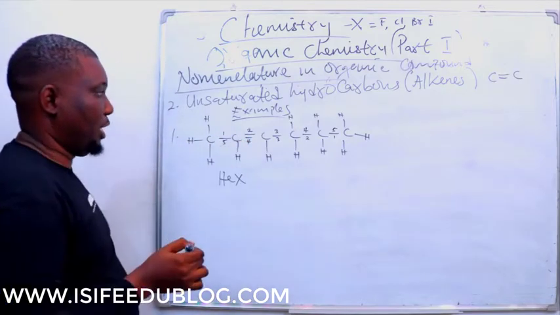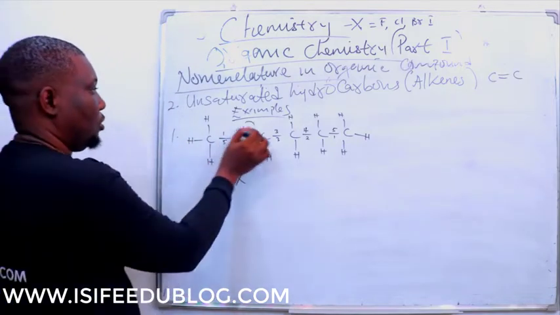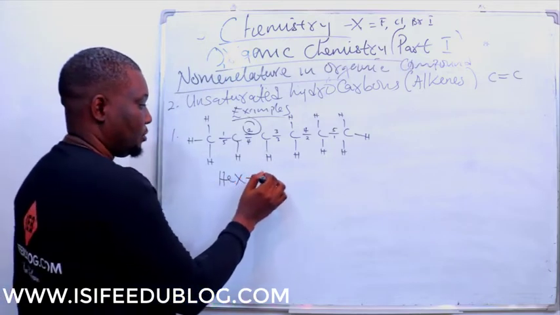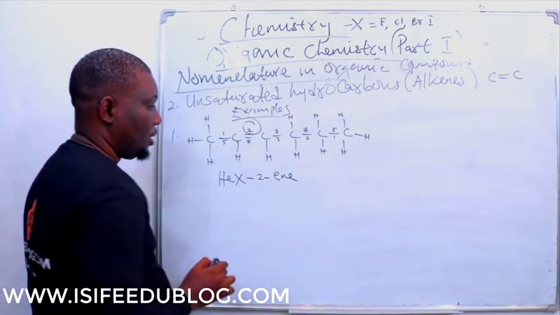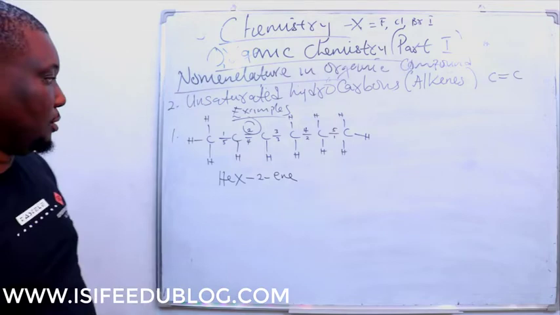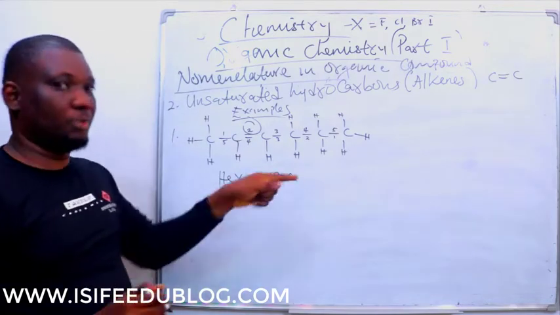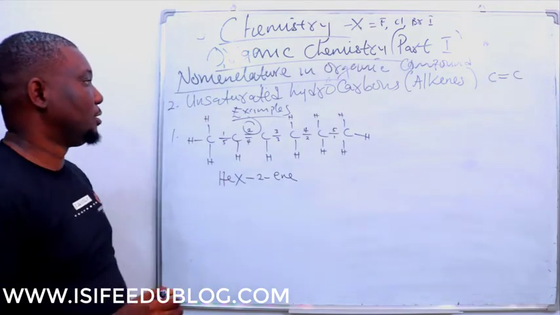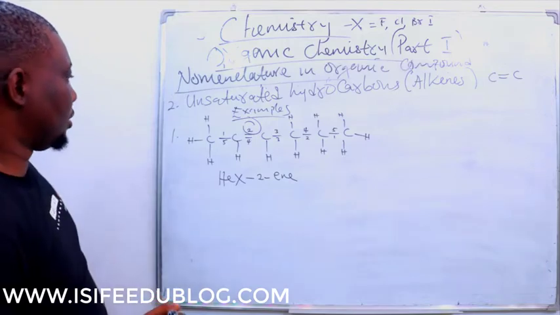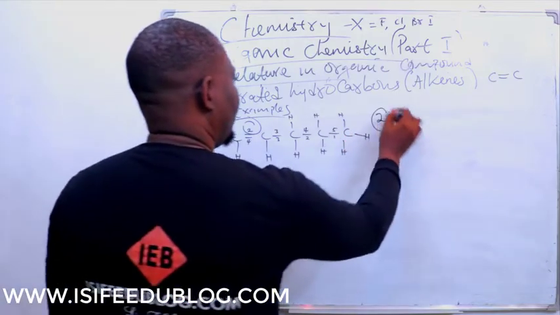So is it hex-4-ene or hex-2-ene? Please, let's put the lowest number here. It is hex-2-ene. You don't say 2-hexene, you say hex-2-ene. The long chain will come first before the position of the bond. So these are the notes. Let's look at another example.